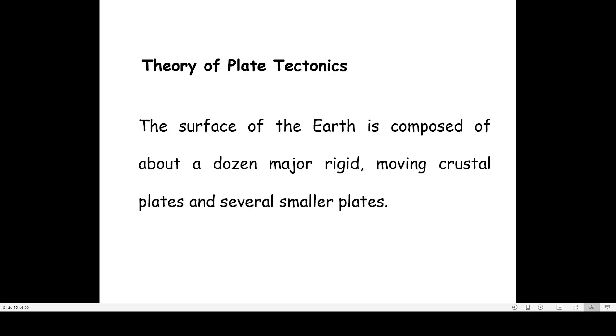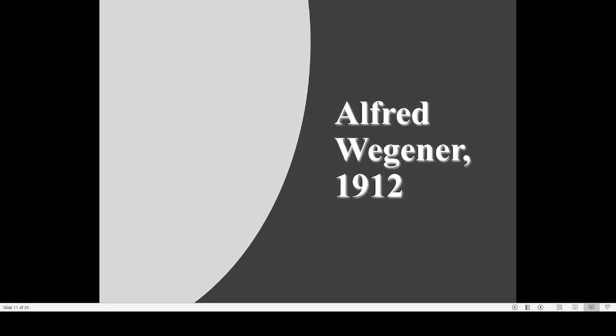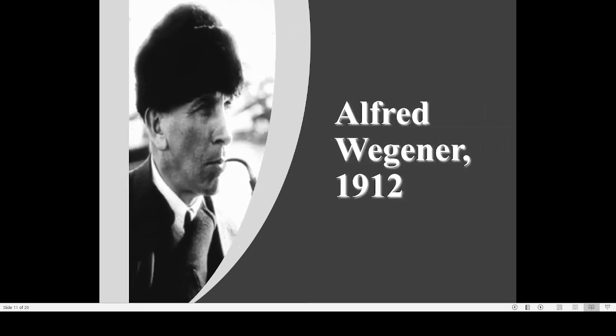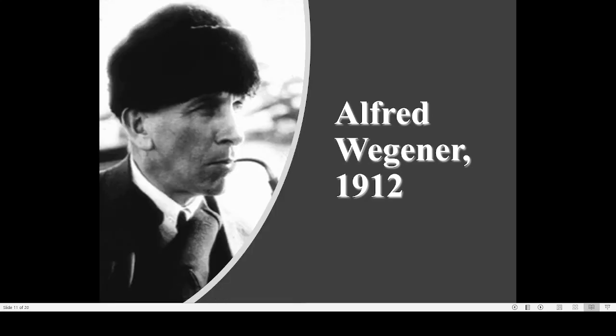According to the theory of plate tectonics, the surface of the earth is composed of a dozen major plates and many small ones, that is, nearly 10 or 12 major plates. In addition to the major plates, there are also many smaller plates present. And we will see the nature of these plates.